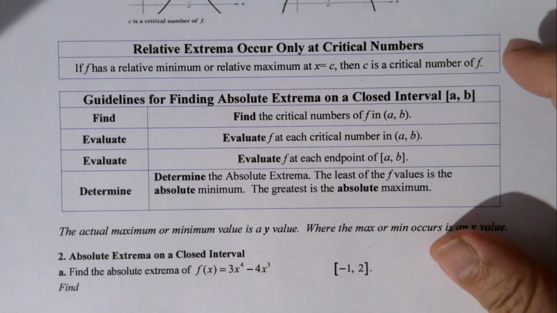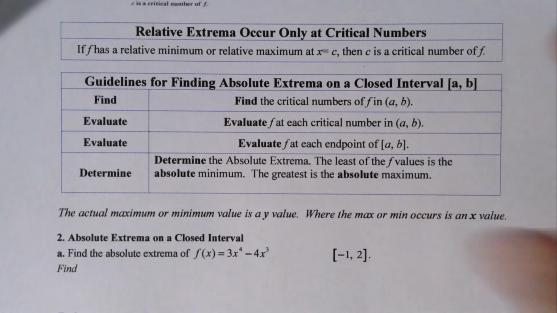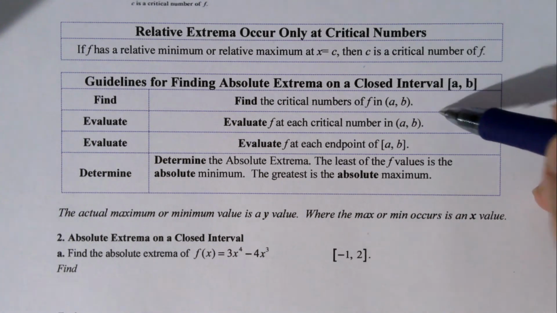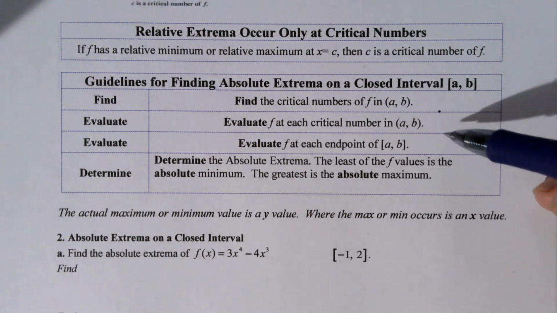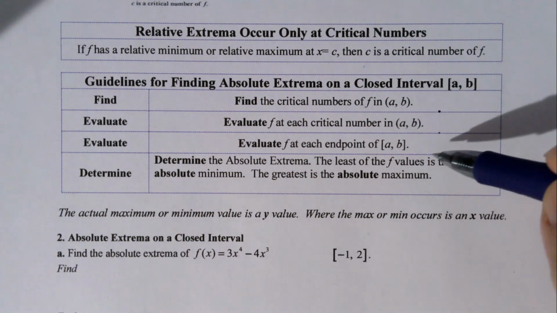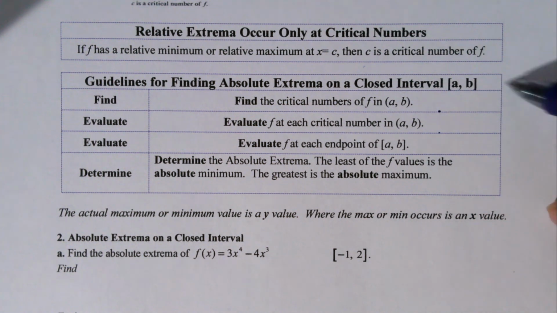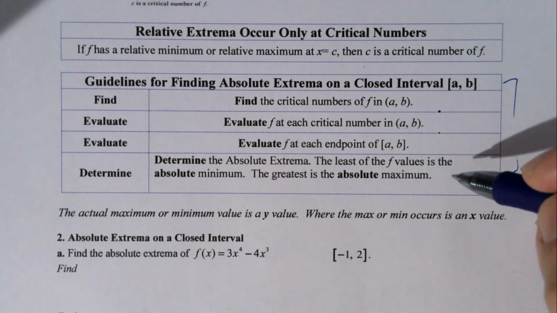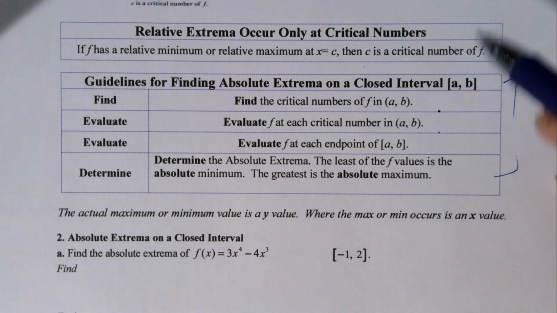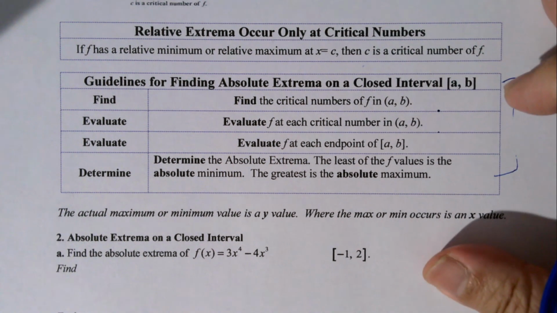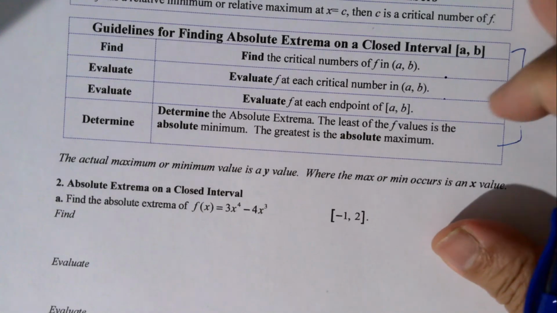Guidelines for finding absolute extrema on a closed interval. First, we find the critical numbers. That means find the derivative, set it equal to 0, and find out where it's undefined. Evaluate those critical numbers in the function, and evaluate the endpoints. So this is actually using the extreme value theorem. And we'll just make a chart. So that's the theorem. I'm going to stop the video here and do the examples in the next video.